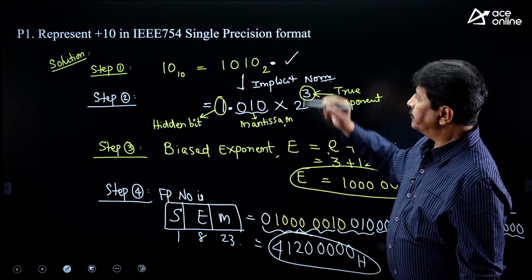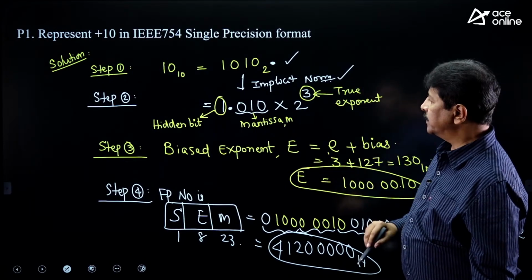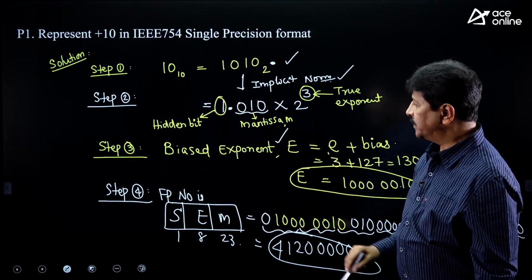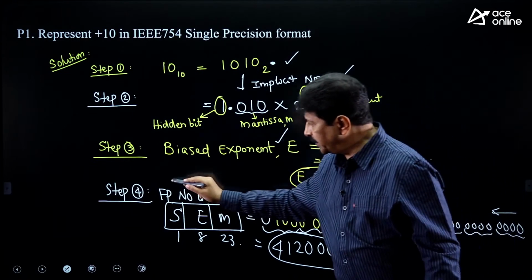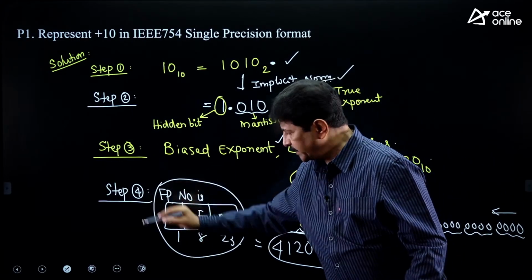I think these are the standard steps you need to remember. Write this in binary form, go for implicit normalization, find out the biased exponent, and put all this information into this form. That's it.